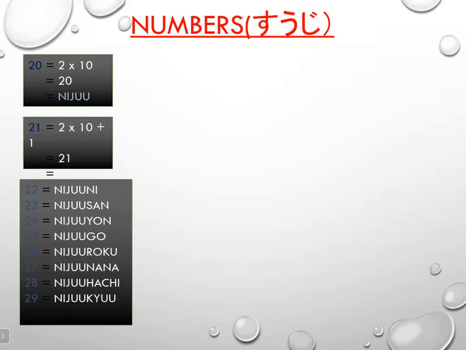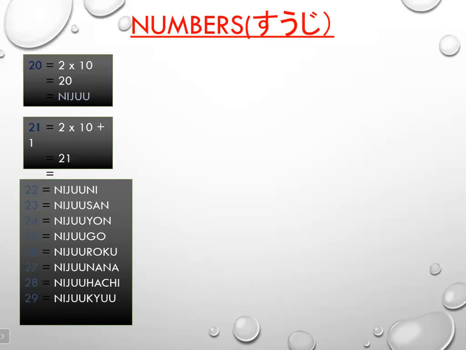So Ruchika, what will be 24? 24 is ni ju yon. 25 is ni ju go. 26 is ni ju roku. 27, ni ju nana. 28 will be ni ju hachi, and 29 will be ni ju kyu.